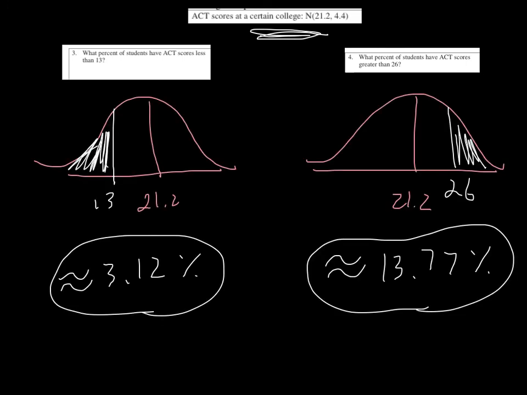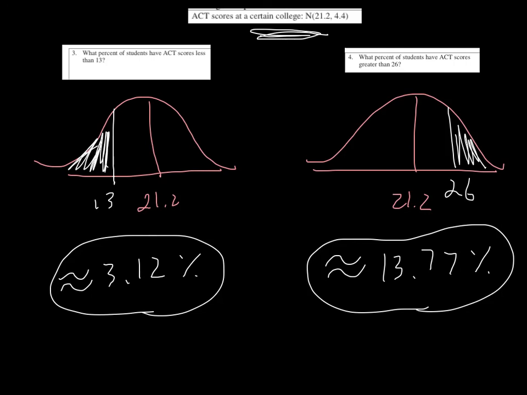These last few questions, then, I feel that you should try to conquer on your own. Number 3 is what we did in class. What percent of students have ACT scores less than 13? Here's the information up here about the ACT scores. So I'll draw in the pictures, and then I'm going to give you the answers. Come to class with questions about how I got these answers. So for number 3, as we did in class, 3.12%. And number 4, what percent of students have ACT scores greater than 26? It's 13.77%.